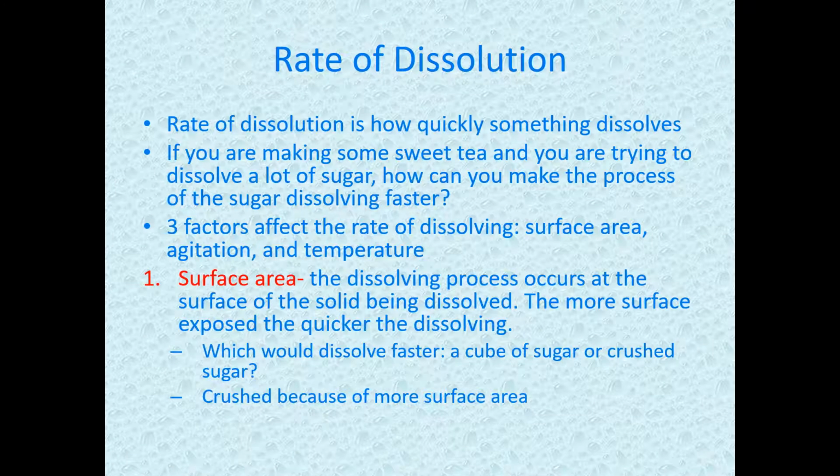So surface area: the dissolving process occurs at the surface of whatever solid is being dissolved. Only the very surface is being acted on, not the stuff inside yet. The more surface is exposed, the quicker the dissolving is. So which would be faster, a cube of sugar or crushed sugar? Well, it's going to be crushed sugar because it has a lot more surface area.